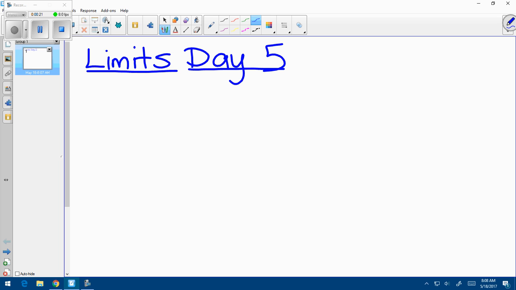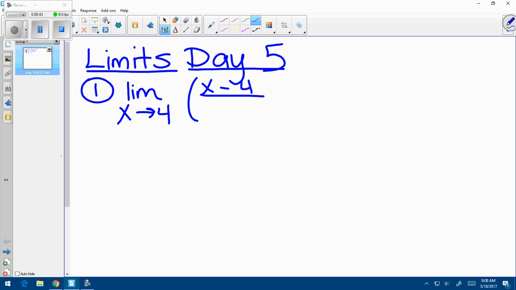Limits day 5 in your notes. This should only take about 10 minutes or so. It's actually a concept we've already talked about a little bit: how do we find the limit as x approaches a value for some radical functions that happen to be fractions. For example, the limit as x approaches 4 of (x minus 4) over (the square root of x minus 2).